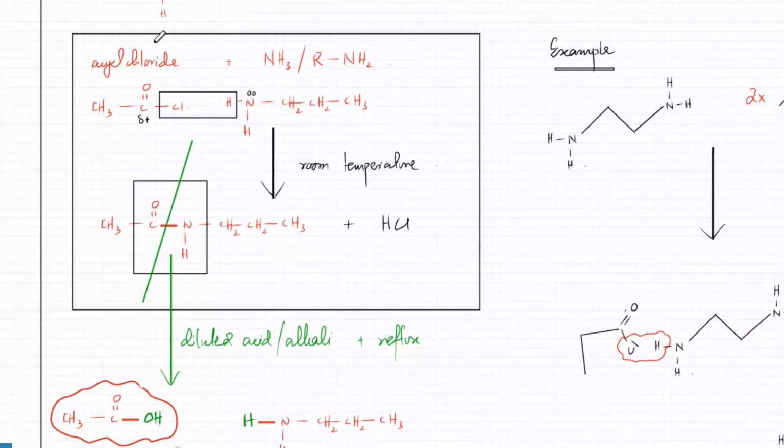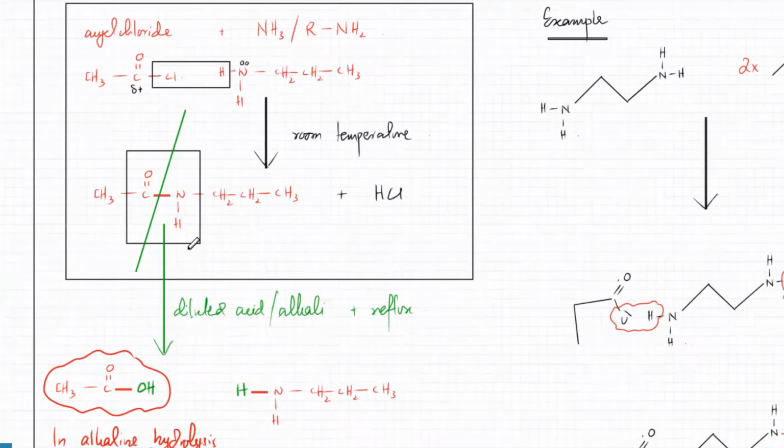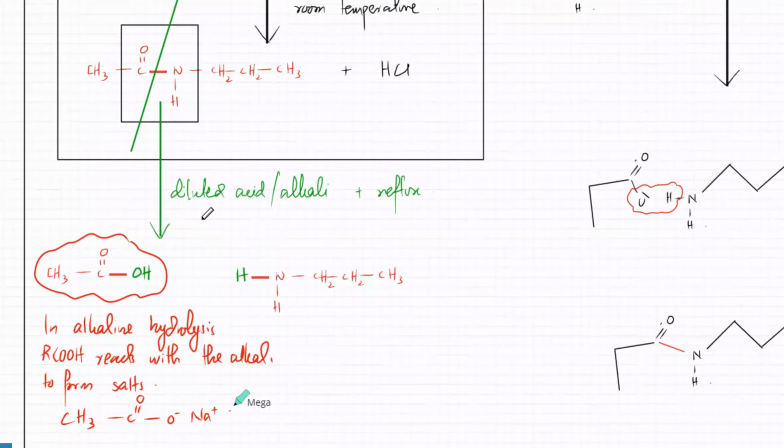You make an amide using acyl chloride. The H and Cl get removed. You break it back into its components by adding dilute acid or alkali. But in that case, you're not going to get an acyl chloride back. You're going to get a carboxylic acid and an amine back.